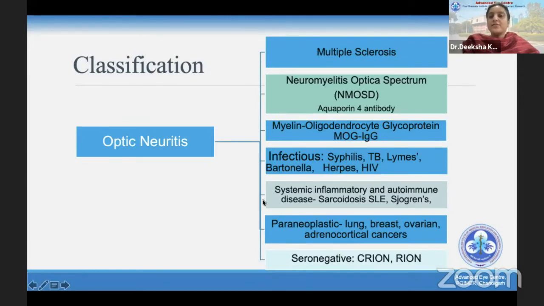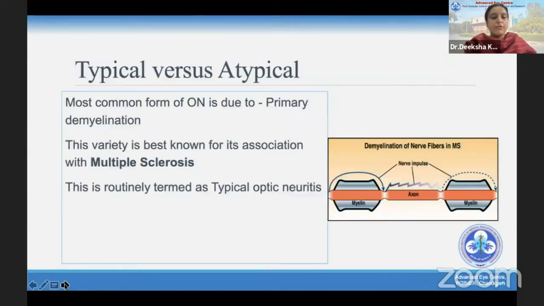So currently, optic neuritis is broadly classified into the following subheadings. The first one is the one associated with multiple sclerosis, which is described as the typical or the garden variety of optic neuritis. And then come the ones associated with autoantibodies: the aquaporin 4 antibody associated, which is the neuromyelitis optica spectrum, and the MOG, that is the myelin oligodendrocyte glycoprotein associated optic neuritis, which is MOG IgG associated. Then a subset associated with infections, then systemic inflammatory and autoimmune disorders such as sarcoidosis, SLE, Sjogren's, a subset associated with paraneoplastic syndromes, and then the truly idiopathic, steroid responsive and seronegative variety, which is associated with chronic relapsing inflammatory optic neuritis.